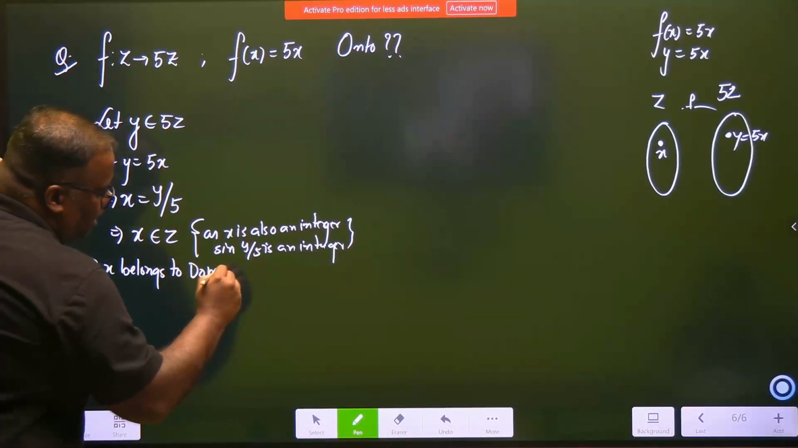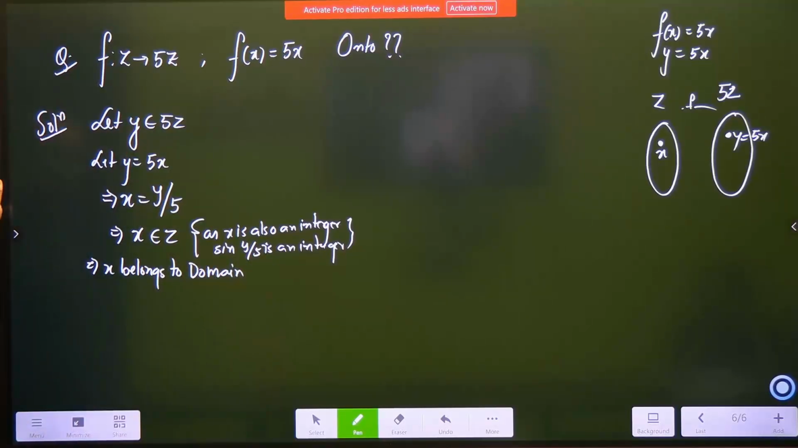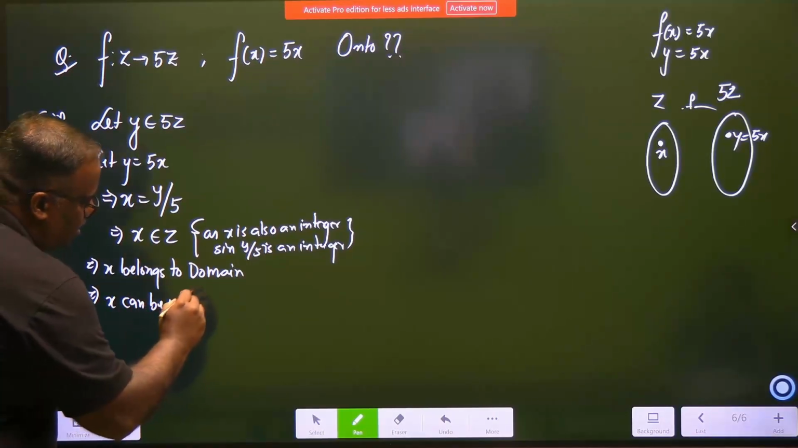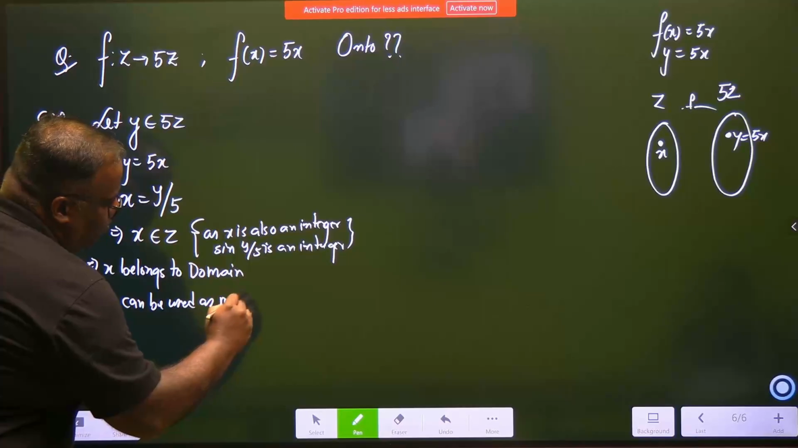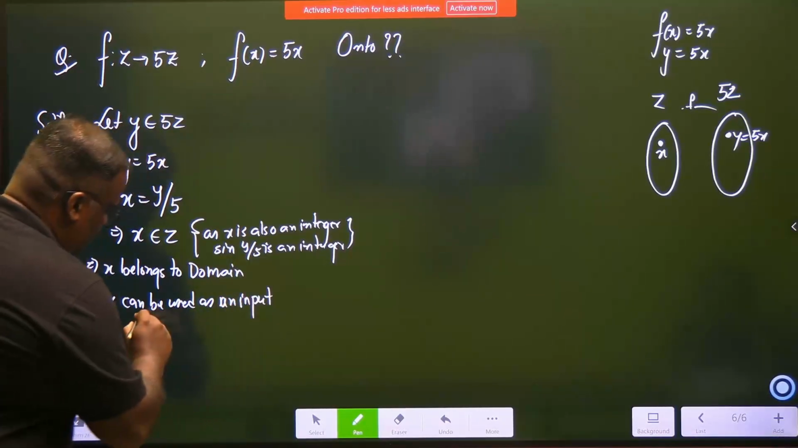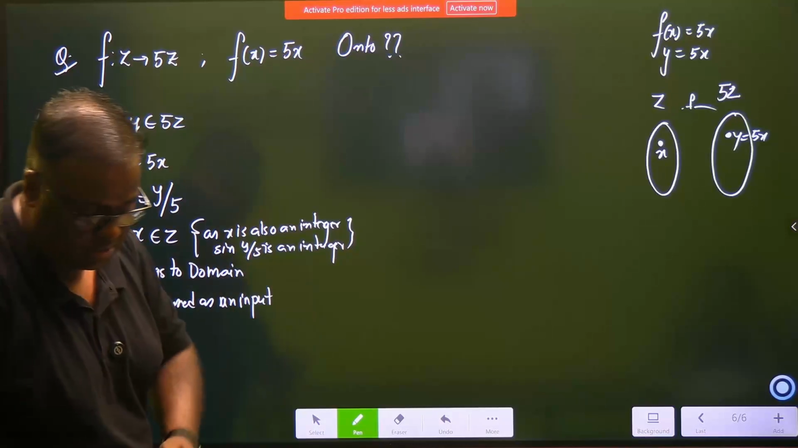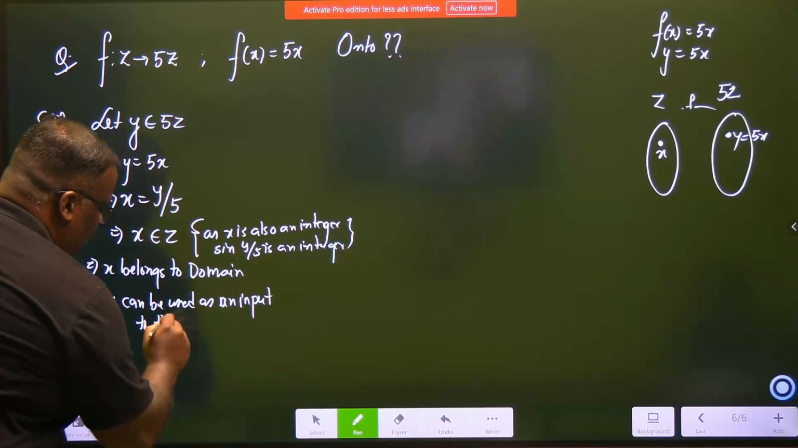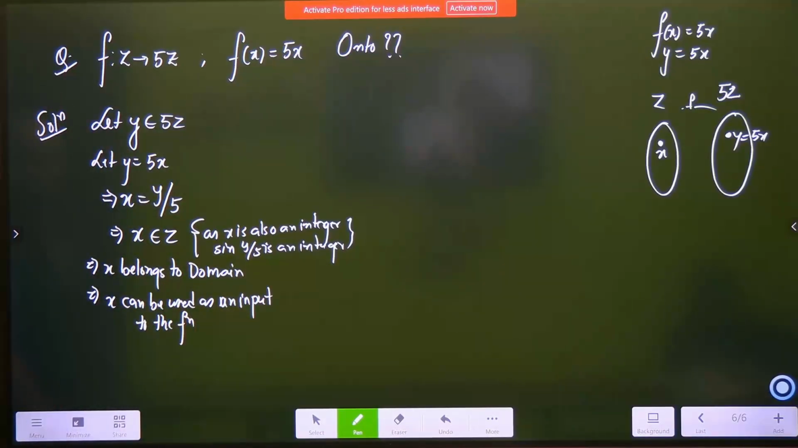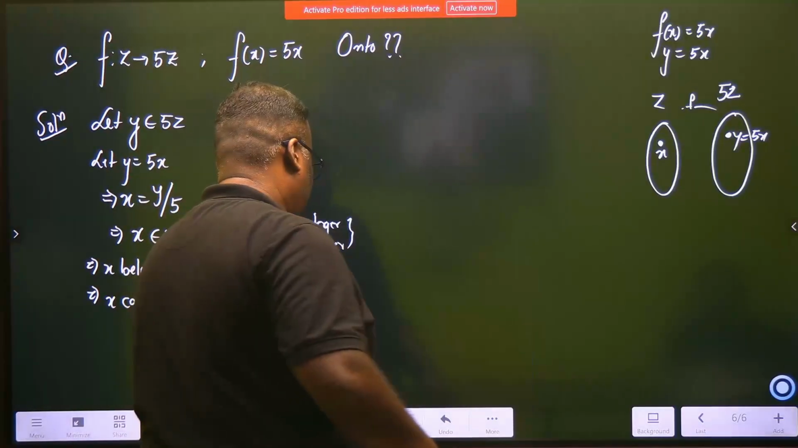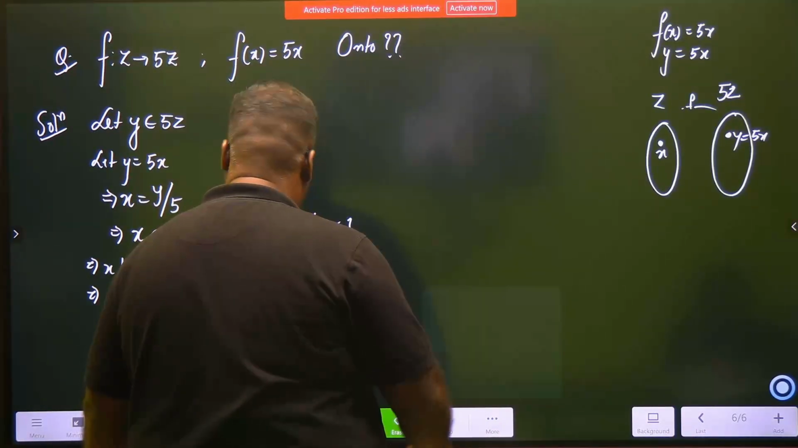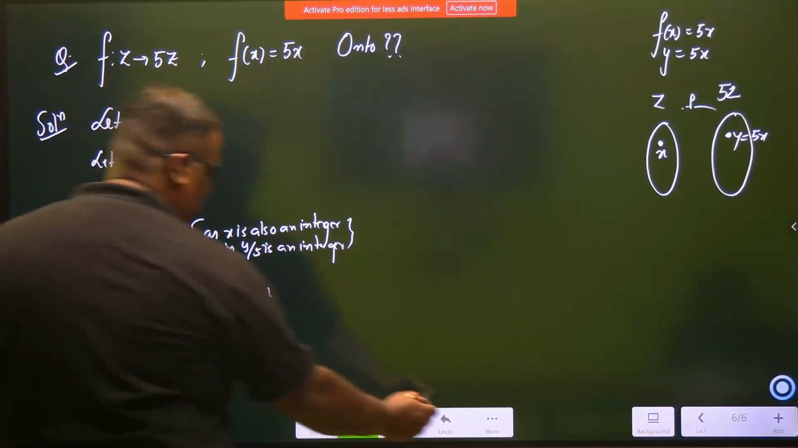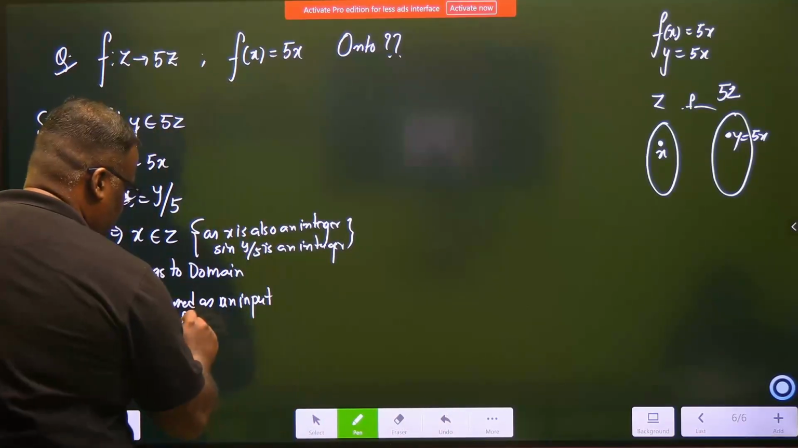Right? x belongs to Z means I can also write x belongs to domain. I am detailing it, you don't need to write this much. x belongs to domain implies that x can be used as an input. Do you agree or not? x can be used as an input to the function. Are we fine at this stage? Okay.